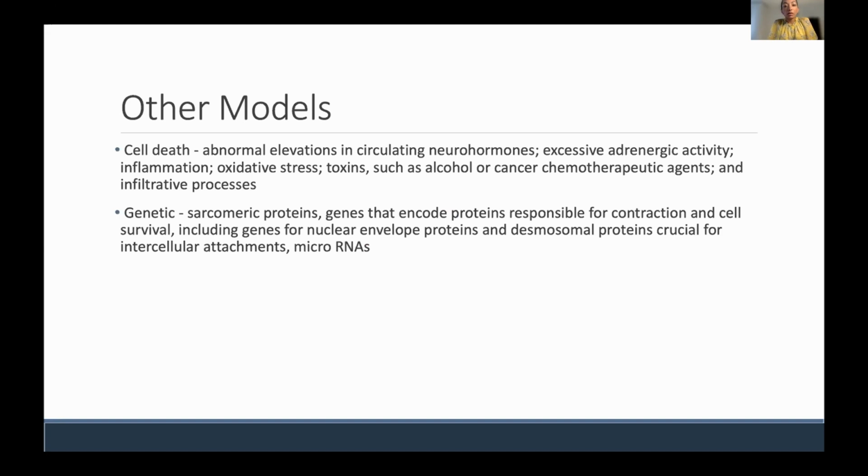Genetic models are also increasingly being studied and thought to be increasingly relevant. We'll go over this later in genetic cardiomyopathies, but various genetic mutations involving sarcomeric proteins, genes that encode for proteins responsible for contraction, cell survival, nuclear envelope proteins, desmosomal proteins, as well as microRNAs have been identified. And it is thought that the pathophysiology isn't just one of these models, but rather a complex interplay of all of these mechanisms put together that lead to the development of dilated cardiomyopathies.